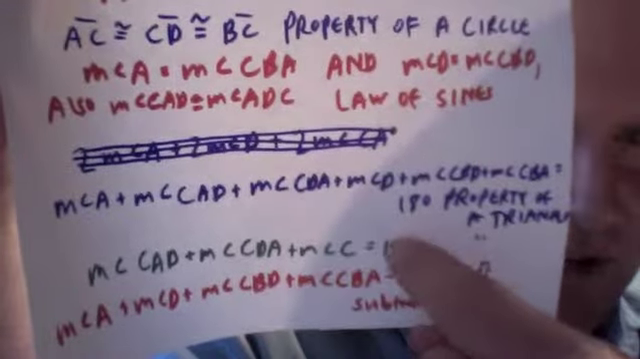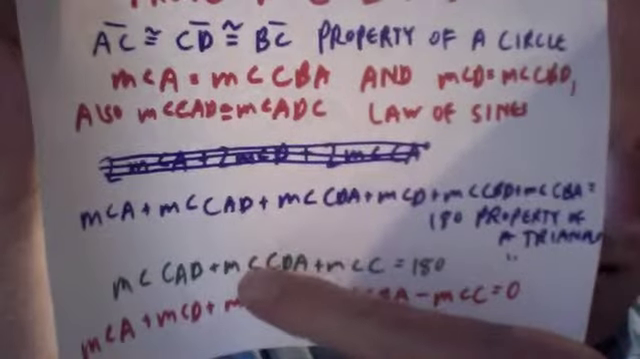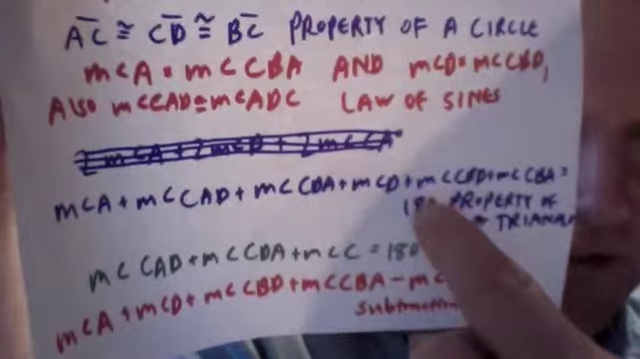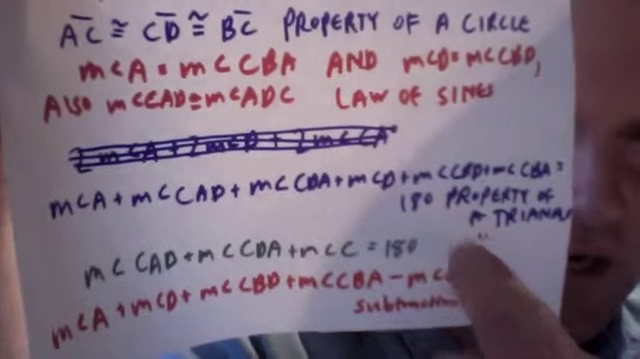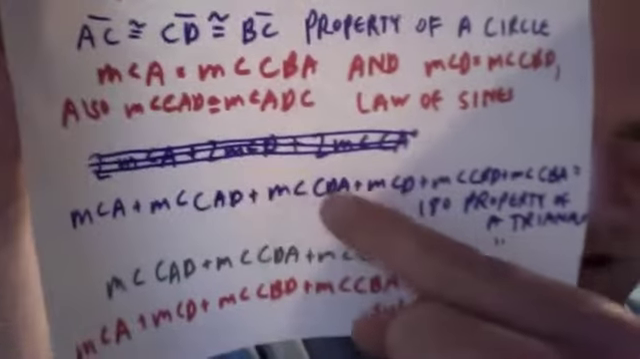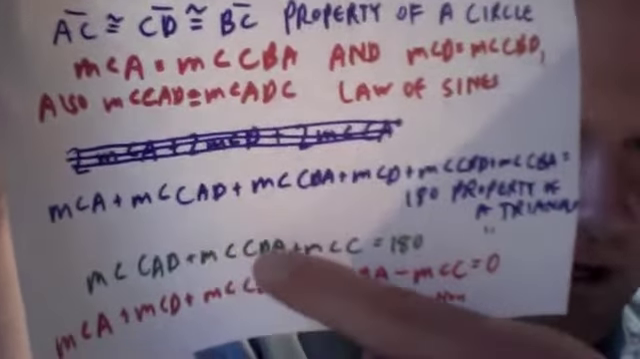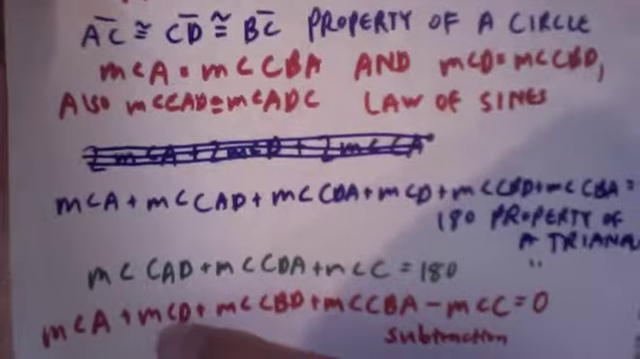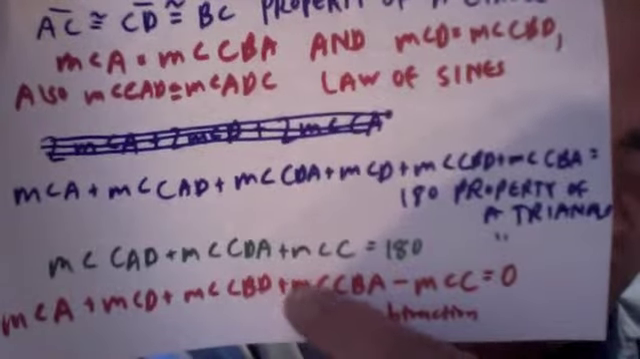And then what I do is I take this number sentence and this number sentence, and I subtract the left sides and get the left side of this sentence. And then I subtract the right side, 180 minus 180, and I get 0. So the CAD and the CDAs cancel. Okay, and so what I get is measure of angle A plus measure of angle D plus measure of angle CBD plus measure of angle CBA minus measure of angle C is equal to 0.